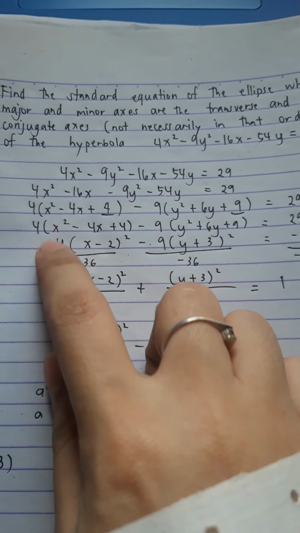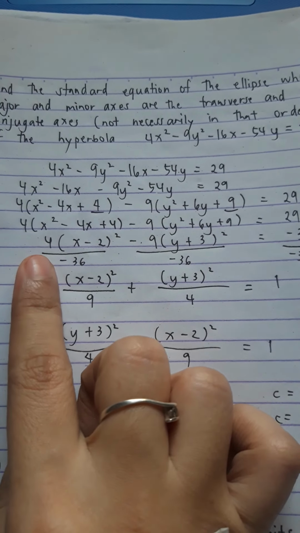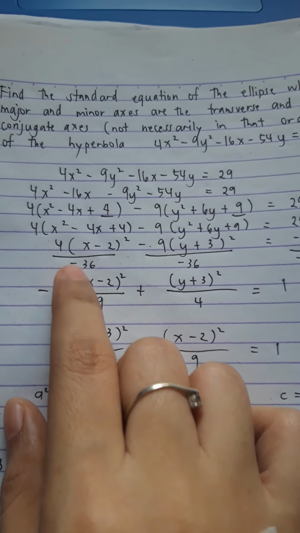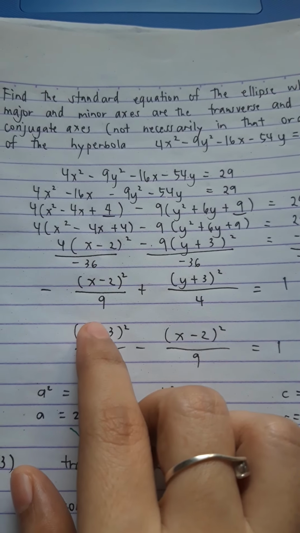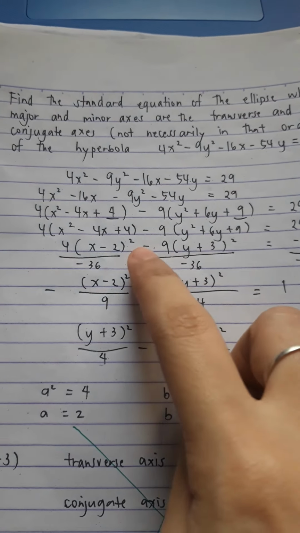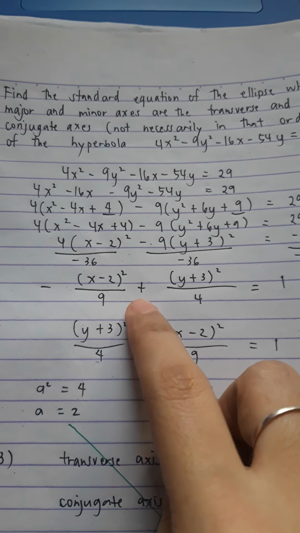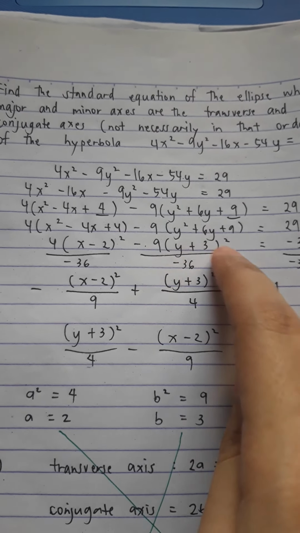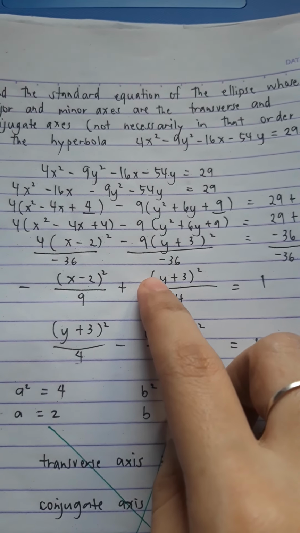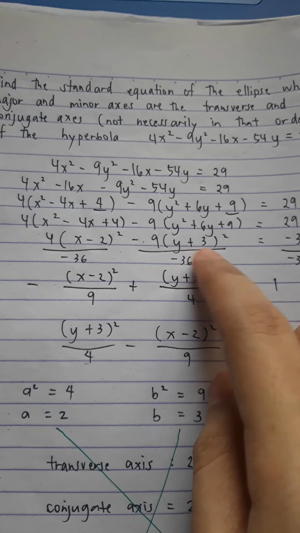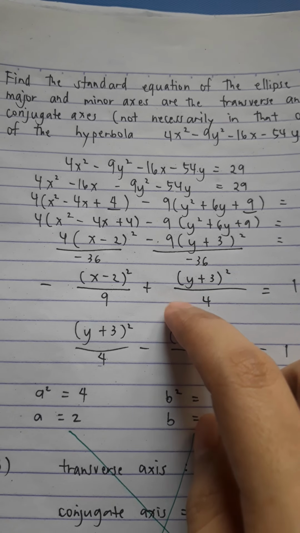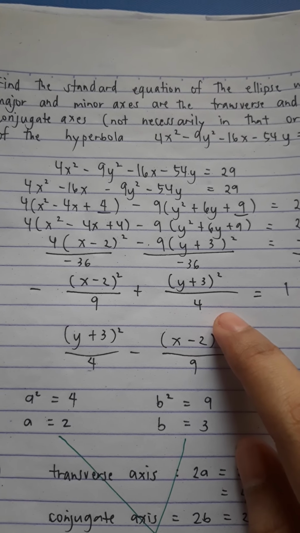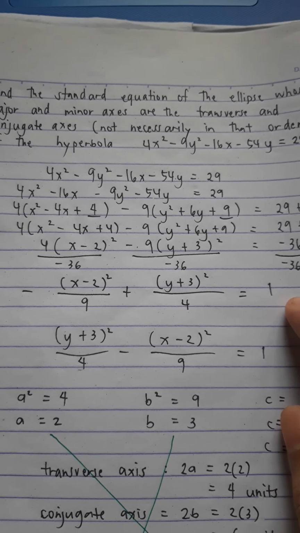Okay, get the lowest term. The greatest common factor for 4 and 36 is 4. Divide by 4, we have 1. No need to write 1. 36 divided by 4 is 9. And then this one, negative divided by negative is positive. So we have to divide this by the GCF, which is 9. Divide by 9, we have 1. Negative 36 divided by 9 is negative 4. Again, negative divided by negative, positive. So the quantity of y plus 3 squared all over 4 equals 1.